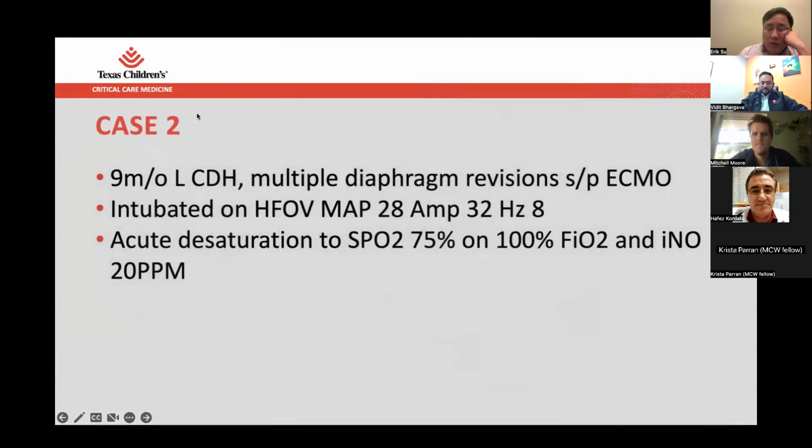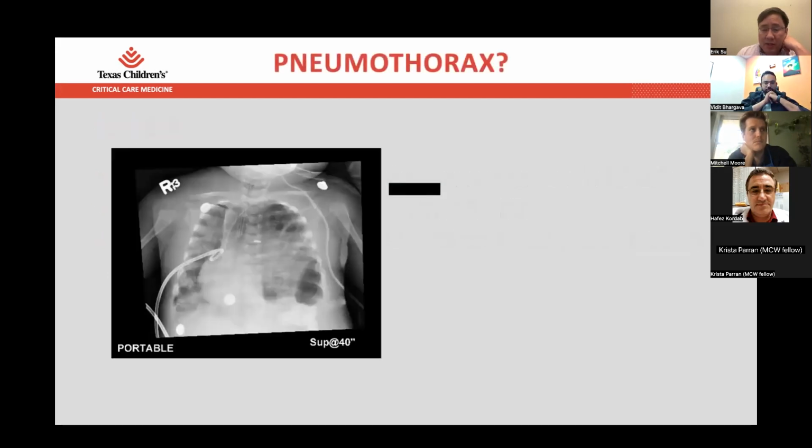I just have one other case real quick that is this one. Yeah, this is it. I think it helps show how ultrasound complements X-ray, even though we're not trying to use it to replace it. So this is a 9-month-old with a history of a left side CDH. Tons of revisions, status post ECMO, was intubated on oscillator. Had an acute desat to 75% on 100% FiO2 and was on nitric.